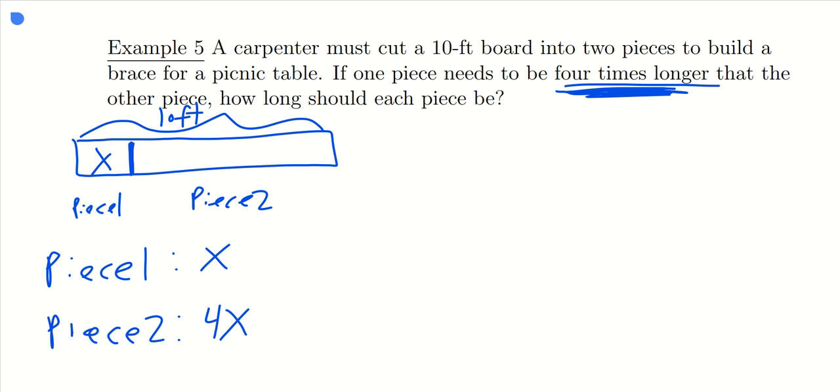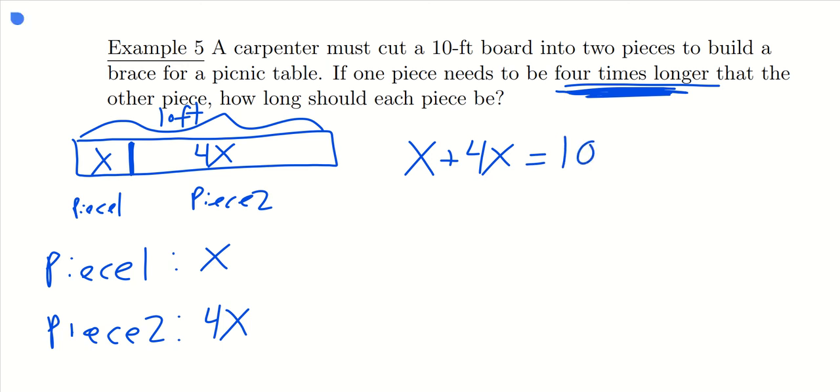With a variable expression, the next step is we need to make an equation out of this. And what equation can we make? Well, we know how the 2 lengths relate to each other. If we add the 2 pieces together, that's going to make up our 10-foot board. So the length of the first piece plus the length of the second piece has to be equal to 10.